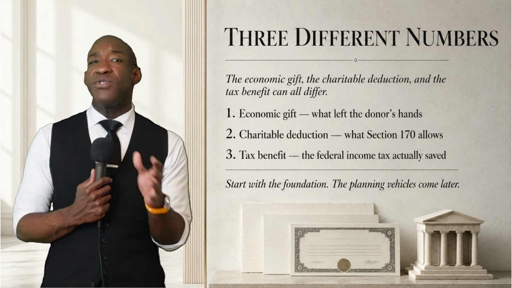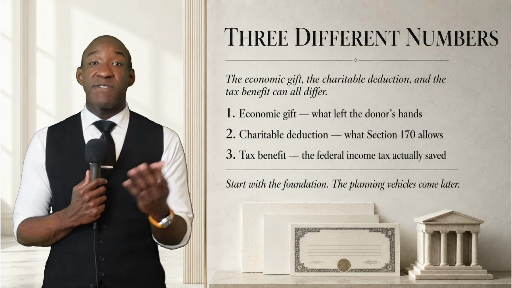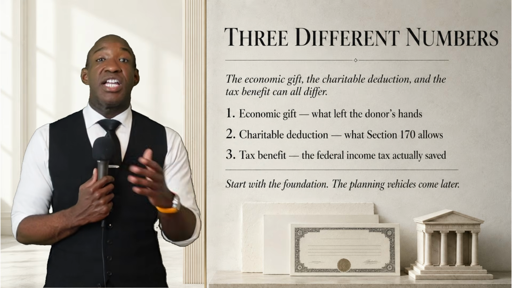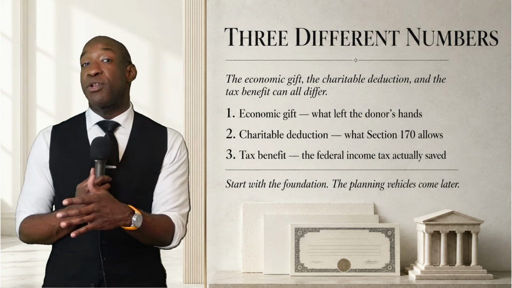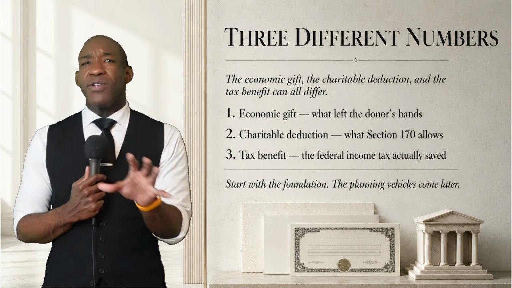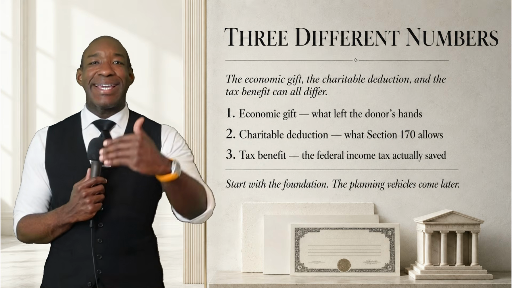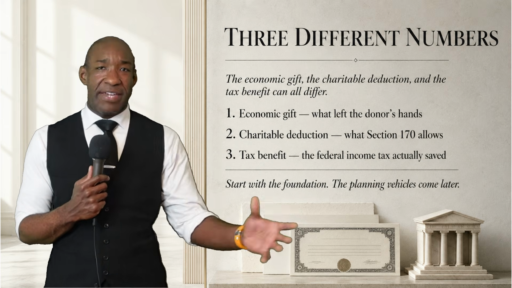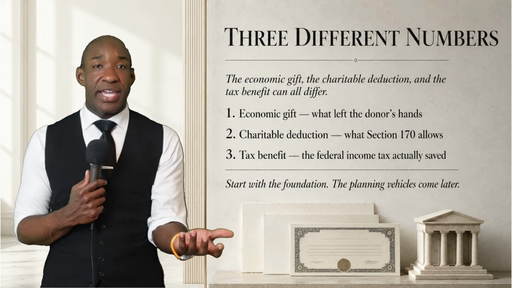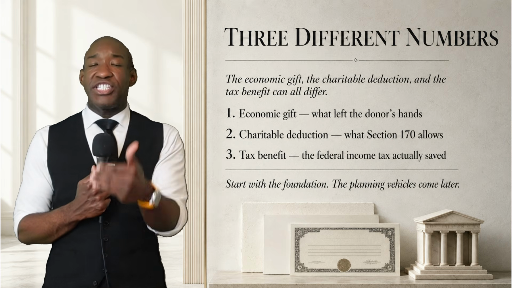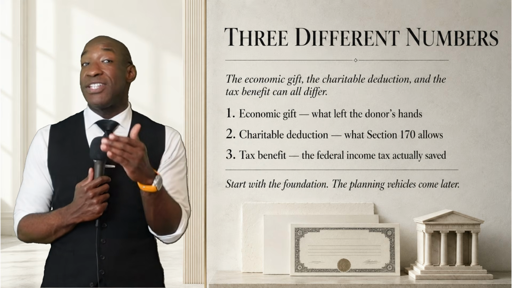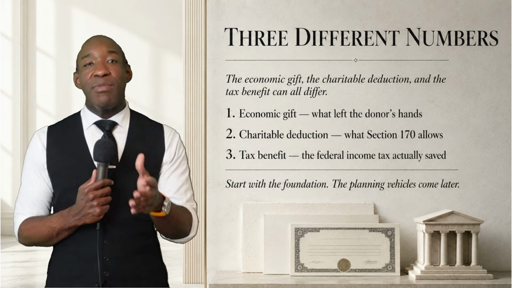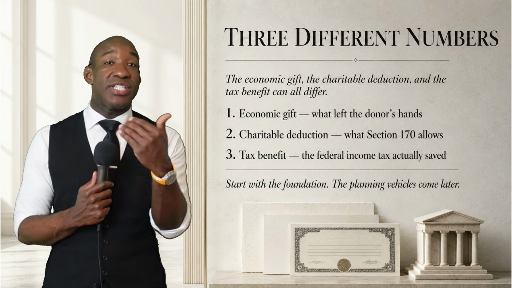And fifth, how do the major charitable planning vehicles fit together, including donor-advised funds, private foundations, charitable remainder trusts, and charitable lead trusts? We are also going to separate 3 ideas that are often collapsed into one. The first idea is the economic gift, what actually left the donor's hands. The second idea is the charitable deduction, what amount the Internal Revenue Code may allow. The third idea is the tax benefit, how much federal income tax the deduction actually saves.